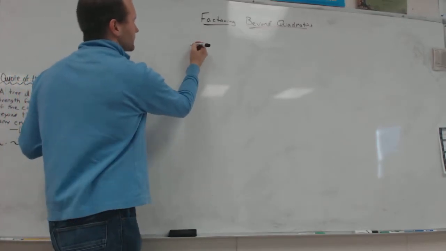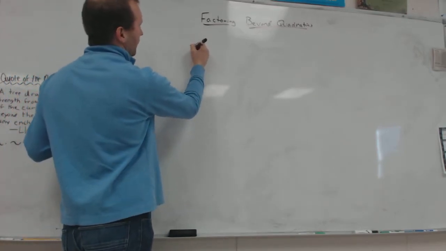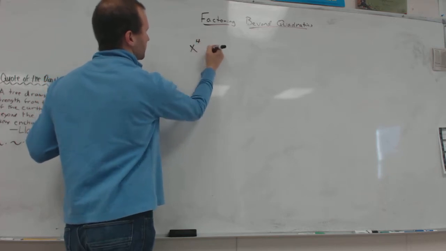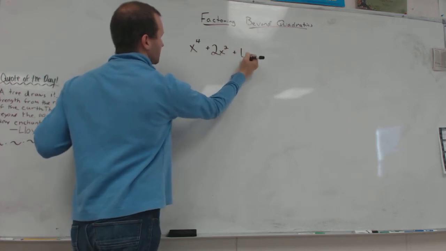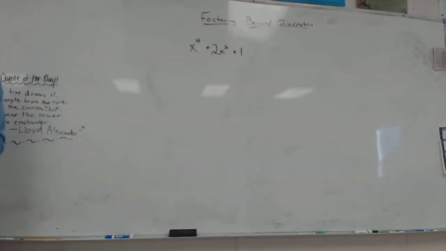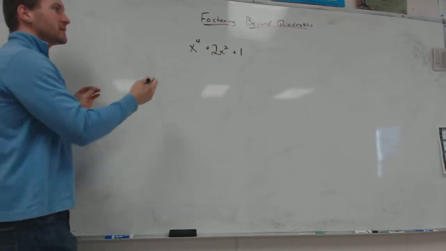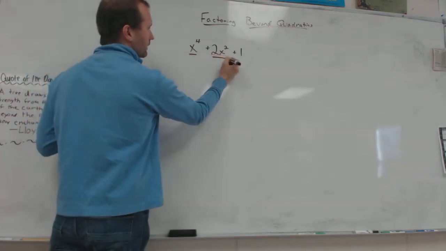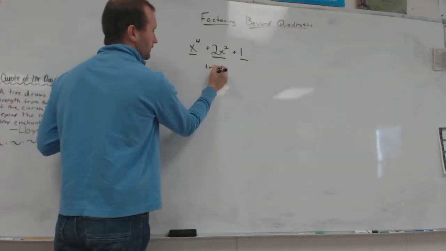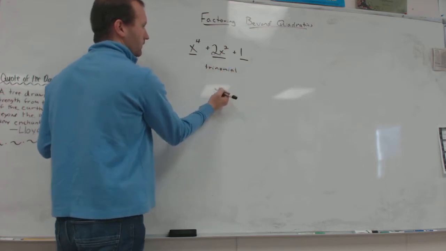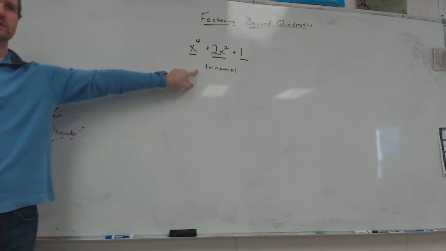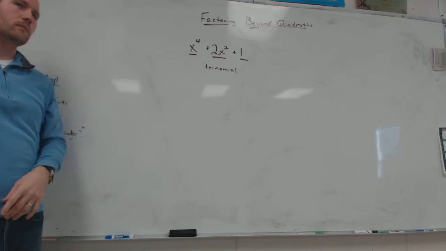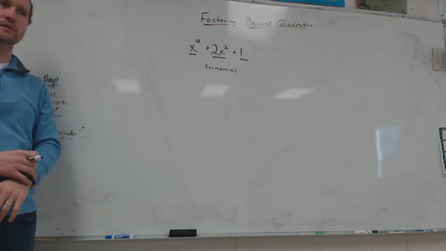So let's say you had a problem like this. x to the 4th plus 2x squared plus 1. What I want you to notice about this is we still have 3 terms, right? This is still a trinomial. And this trick will only work if you have a trinomial. Well, it's only sort of true, but for now, let's just say it will only work if you have these 3 terms.